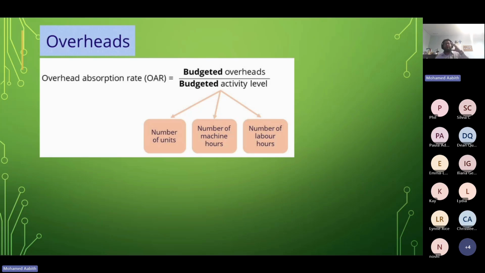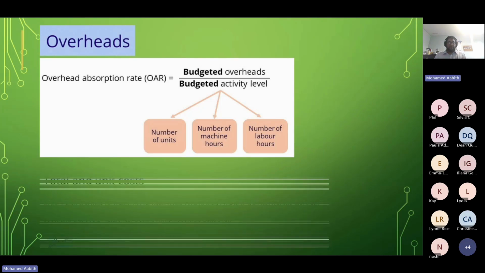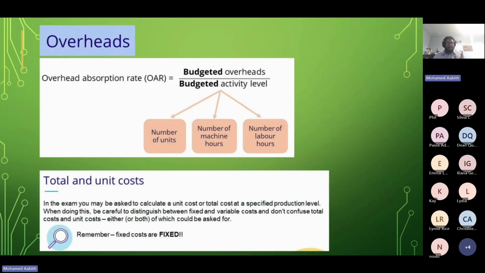That means the overhead absorption rate will be different for different methods of absorption. In this scenario, there are 3. And then also you have to remember, in the exam, you may be asked to calculate the unit cost or the total cost at a specific production level. When doing this, be careful to distinguish between fixed and variable cost, and do not confuse the total cost and the unit cost, because either or both could be asked for.